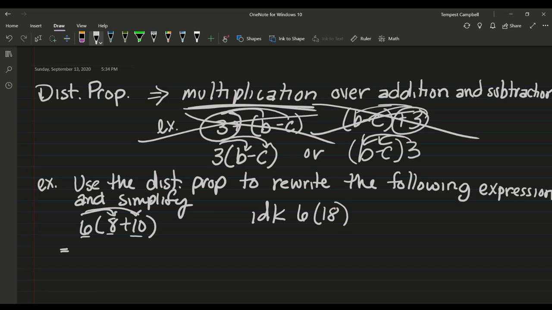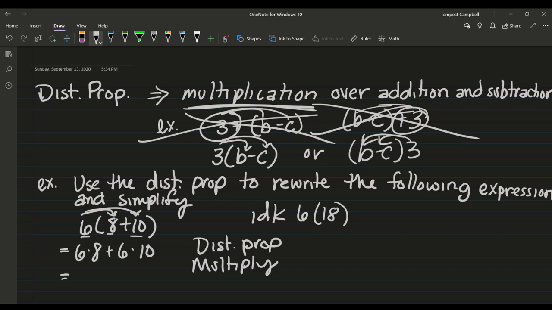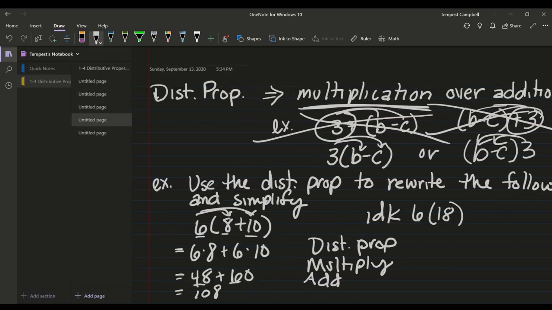So first thing I want to do is distribute my 6 over my 8 and 10. So we're going to use the distributive property. And so we're going to get 6 times 8 plus 6 times 10, and then we're going to multiply. And so we get 6 times 8 to get 48, plus 6 times 10 to get 60, and now we are going to add. And so when we get this, what's going to happen is, well, we know 4 plus 6 is 10, and then we have an 8, and so we get 108. All right, let's go to the next page.